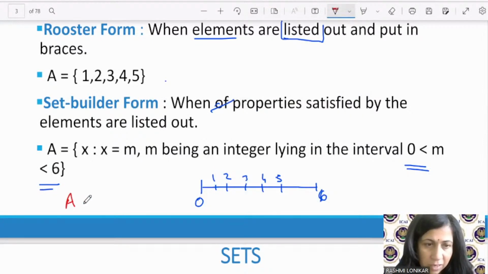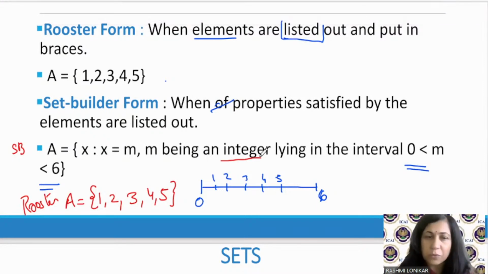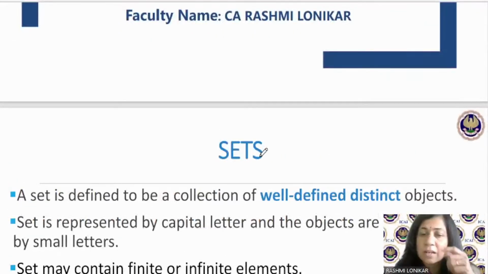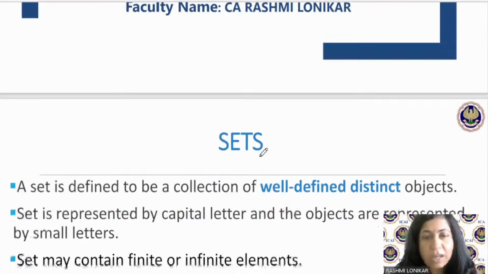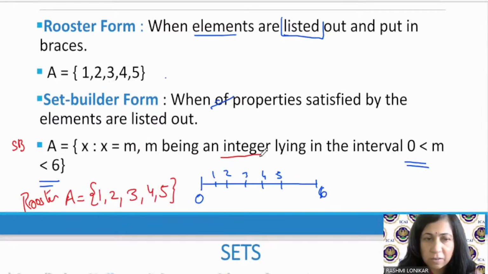So what will my set A be? This is my set builder form. And how do I write it in the roster form? It is 1, 2, 3, 4, 5. This is important, that I'm using only these because it has already been defined that m is an integer. Okay, so these are the two ways in which you can represent a set. So what is a set? A set is a collection of well-defined distinct objects. And how do I represent it? I can represent it by the roster method or the set builder form.